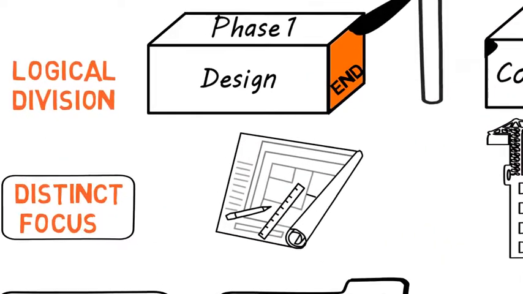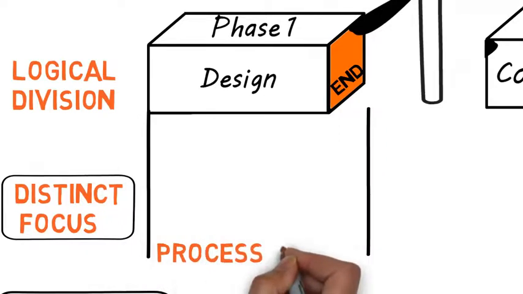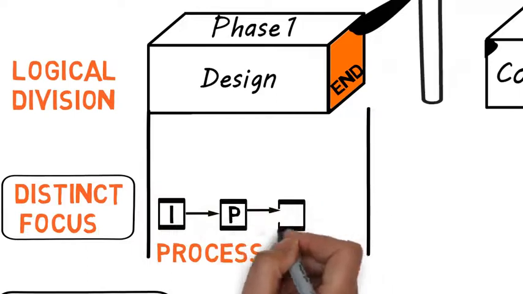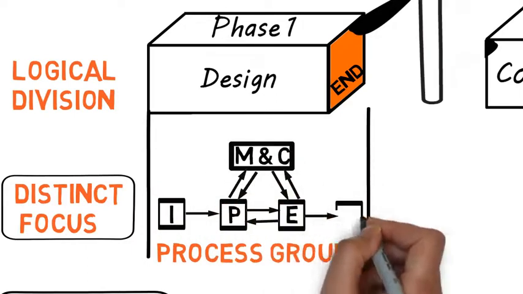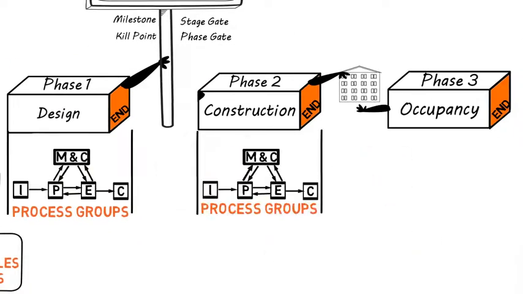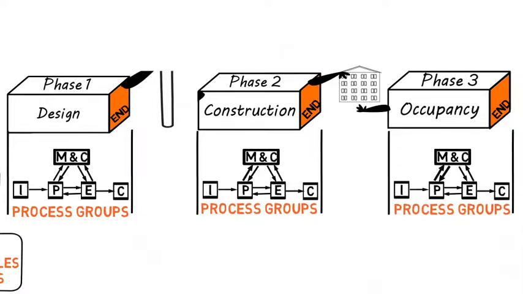Therefore, the complete set of project management process groups can be repeated for every phase within the project, starting from initiating, planning, executing, monitoring and controlling, and finally closing. The same 5 process groups can be repeated for construction phase and for occupancy phase.